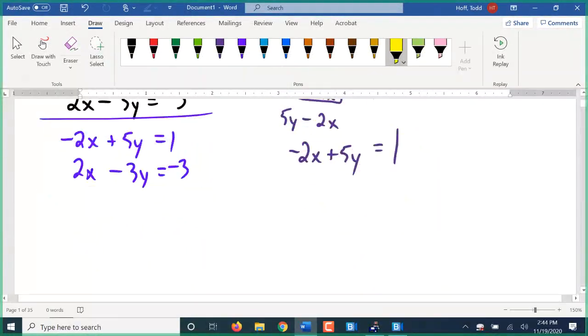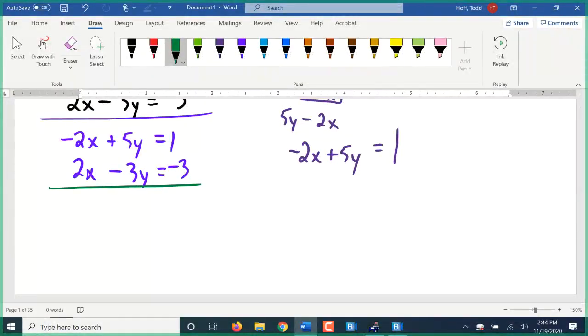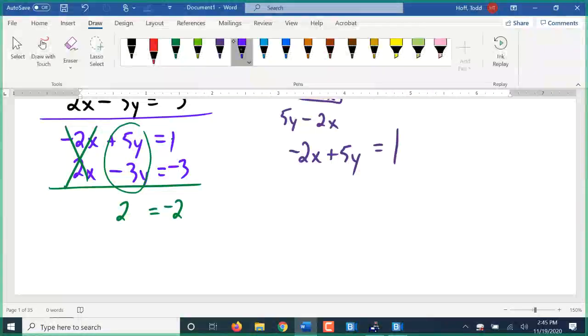Once they're lined up, we check and we see that here the x variable will be eliminated when we add the equations. Negative 2x and positive 2x cancels out. It's 0x. 5y and negative 3y is 2y. 1 and negative 3 makes negative 2. Now we can solve, oops, that should be a y there, not an x. 5y and negative 3y make 2y. Now we can divide by 2 to solve for y. Y equals negative 1.